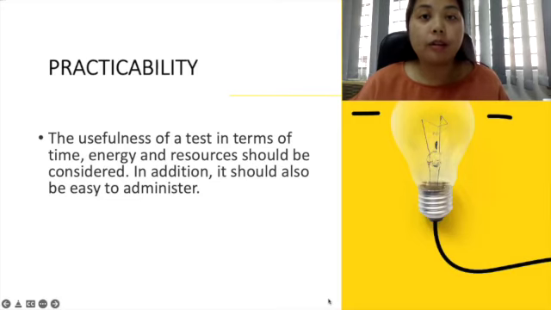Practicability is another trait of a good test. So the usefulness of a test in terms of time, energy, and resources should be considered. You have to make sure that your test can easily be administered. So guys, remember the 4 traits or characteristics of a good test are VOP: reliability, validity, objectivity, and practicability.